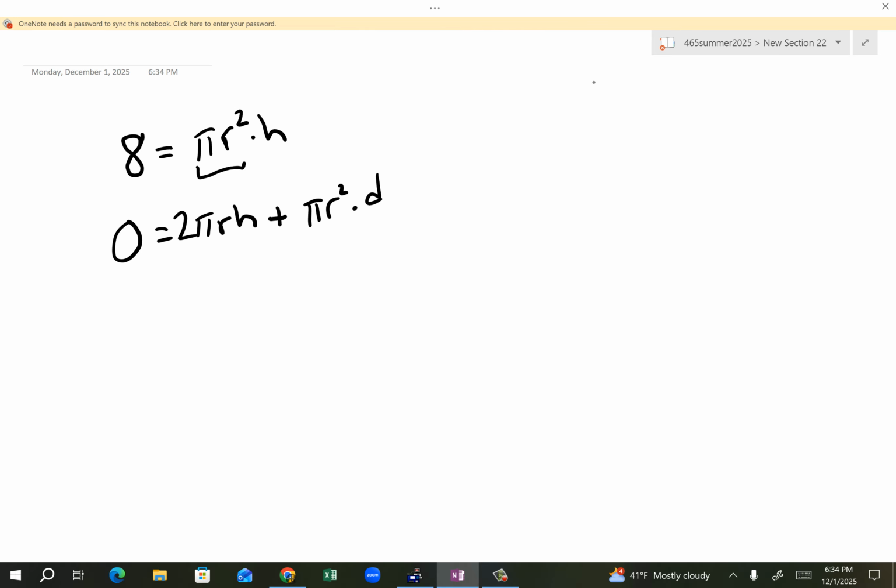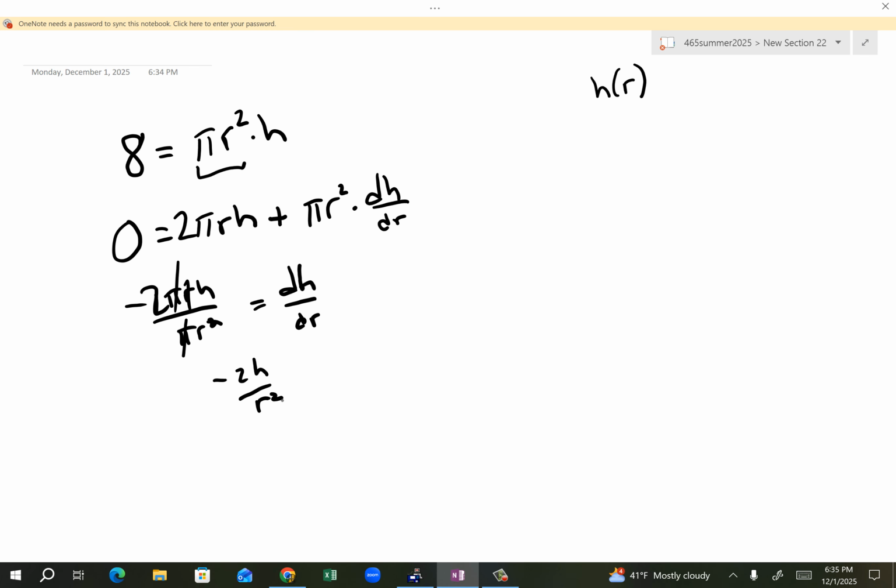Now remember, what we're saying here is h is a function of r, right? So I'm going to say dh/dr. If I did this, then I'd have negative 2 pi r h divided by pi r squared is equal to dh/dr. And you're left with negative 2h over r is how fast it's changing. This is how fast the height is changing as r changes.